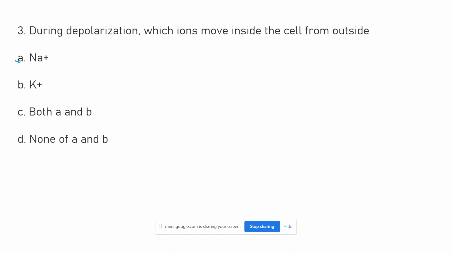Yes, so the answer is A. During depolarization, your sodium ions are going to move inside the cell from outside.